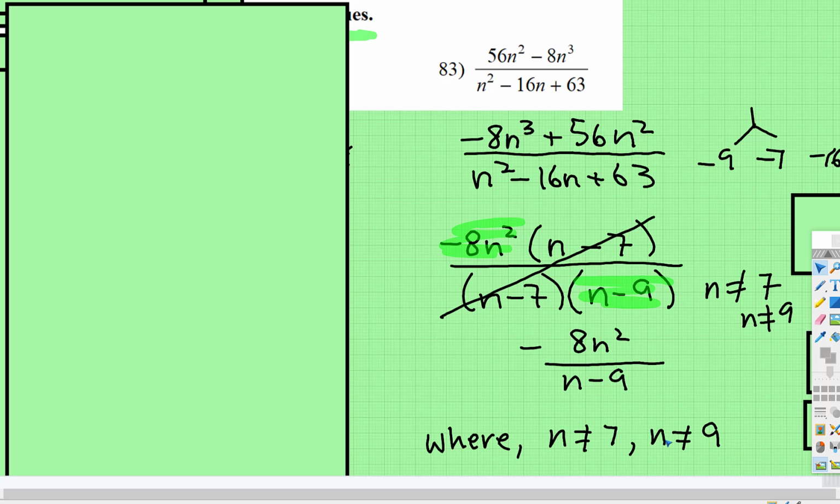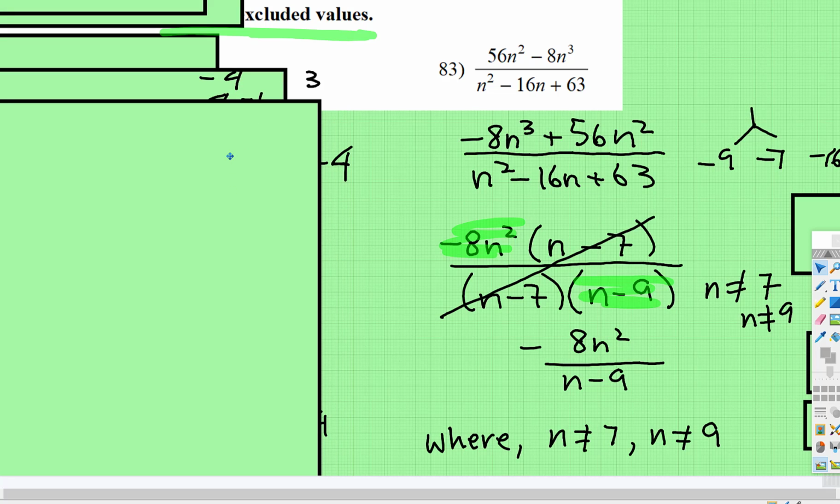All right, so this is 2 examples, and I think I've got a couple more videos that I'm going to do practicing simplifying rational expressions. All right, that's it for this one.